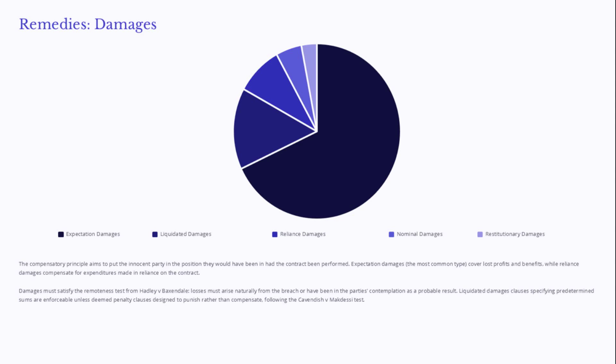When a breach occurs, damages serve as a remedy to compensate the innocent party. Expectation damages are the most common, aiming to put the party in the position they would have been in had the contract been performed. Other types include reliance, nominal, and restitutionary damages, each addressing different aspects of loss and compensation.